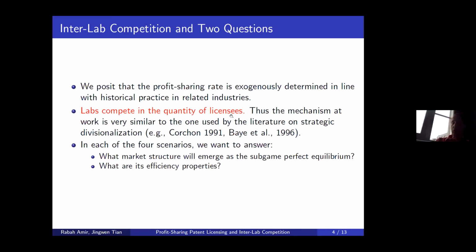And therefore, if a lab decides to pick 2 firms to sell to, it's a bit like creating 2 divisions in the endogenous divisionalization game of, say, Corchon and Bayat al in this literature. So the strategic divisionalization is the opposite of mergers. You have a kernel model and 2 firms merge.